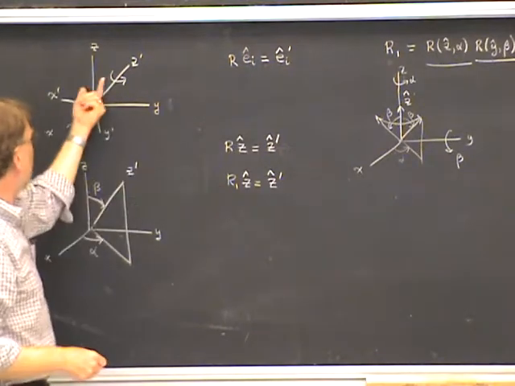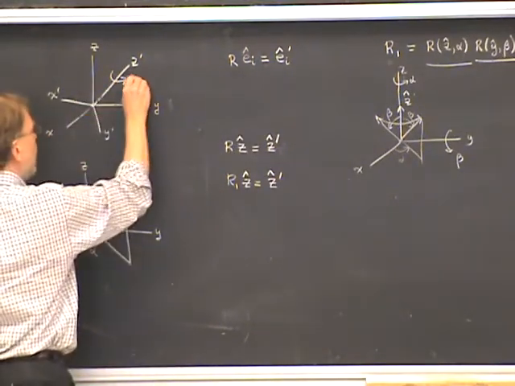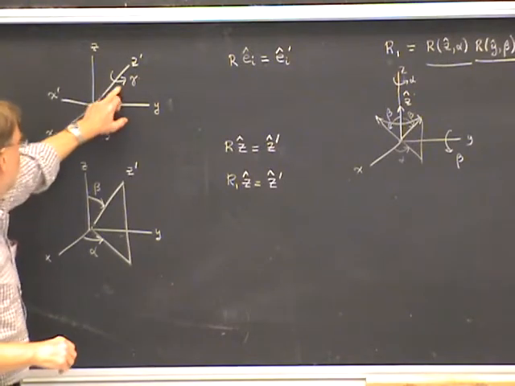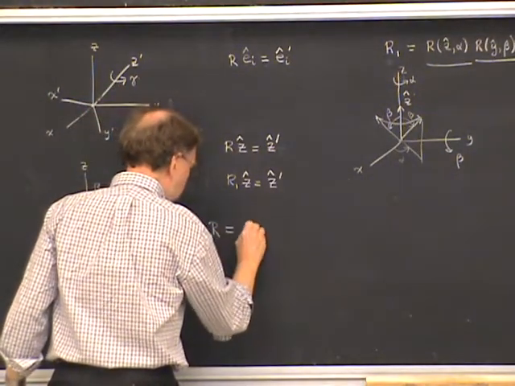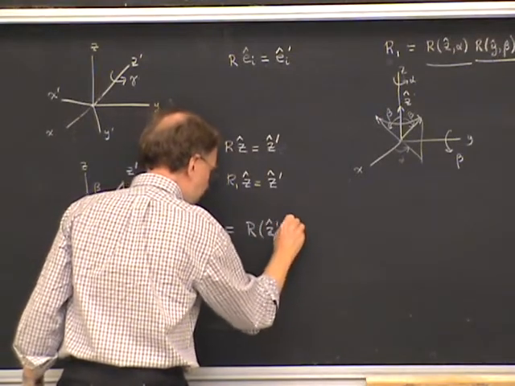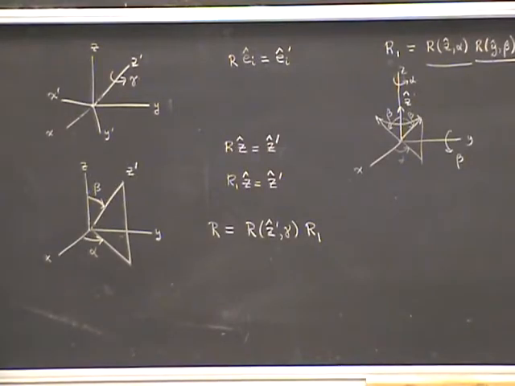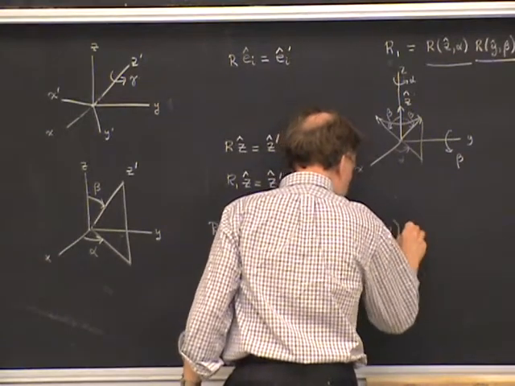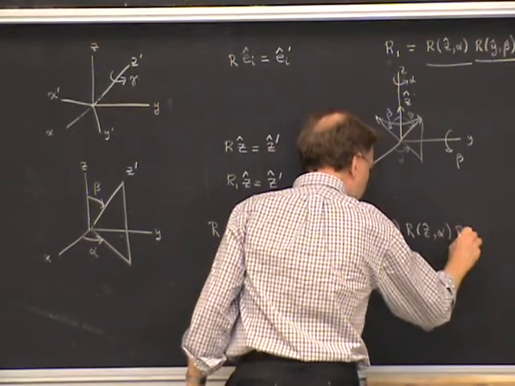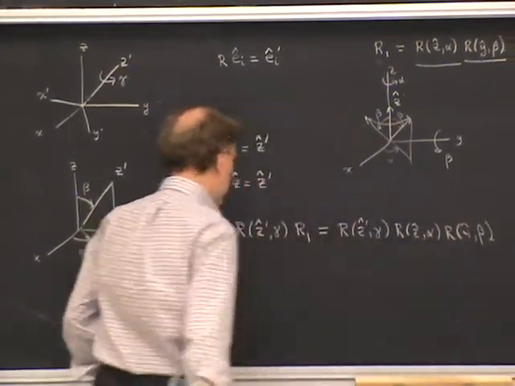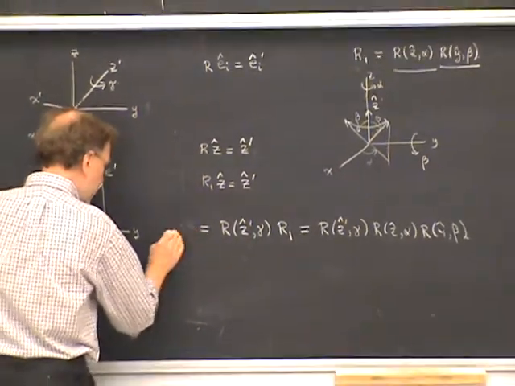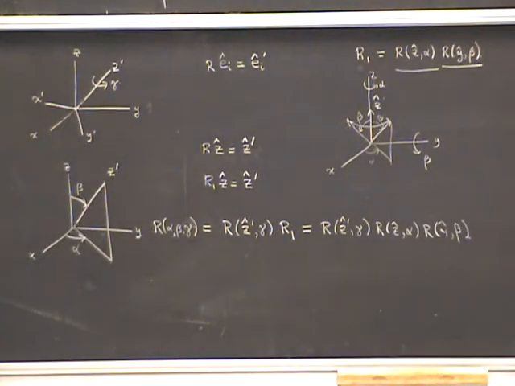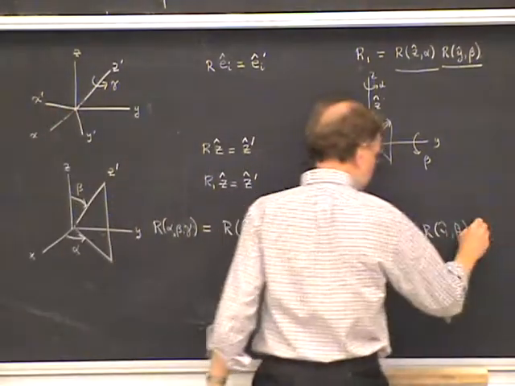So if we take this R1 and follow it by a rotation about the z prime direction by some angle, let's call it gamma, if you choose gamma right, you're guaranteed to get the x prime and y prime axes right. So there must be some angle gamma such that R is equal to R of z hat prime comma gamma times R1. And if you write out R1, this is the same thing as R of z hat prime comma gamma times R of z hat comma alpha times R of y comma beta. And this gives us the Euler angle parameterization. The individual R will now be written as R of alpha beta gamma is equal to this. This is our original R we started with.